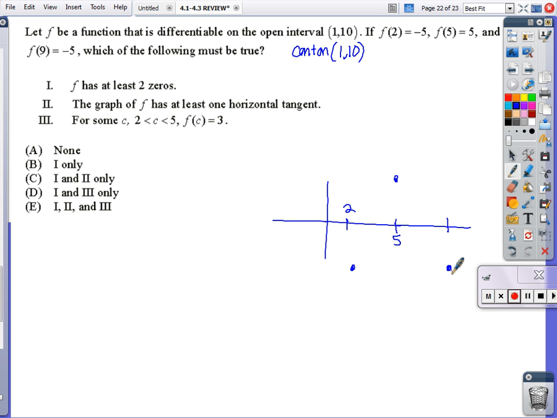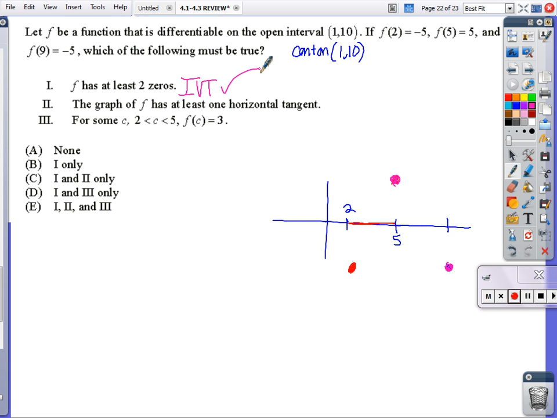F has at least 2 zeros. F has to have 2 zeros because from point A to point B, that would be IVT, and the 0 in between has to be guaranteed. But then I could do IVT one more time from the top point to the right point, and therefore another 0 has to be guaranteed. So IVT says this one's true.